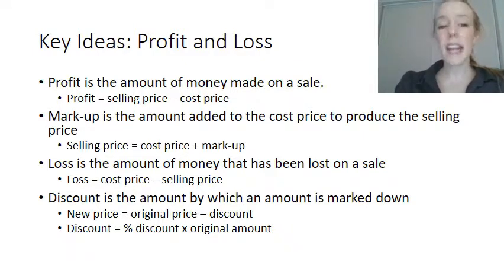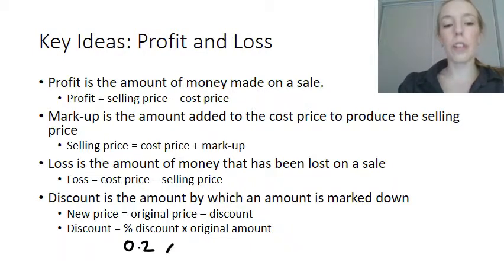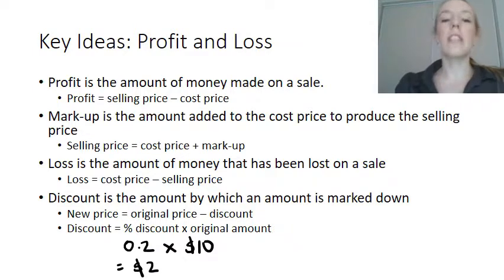To work out the discount, we do the percentage discount times the original amount. As I just said, if it was a 20% discount, you could do 0.2, which is the discount amount, times the original amount, so maybe $10, and that would give you $2. So the discount would be $2. So you could take that $2 off the cost price. I'll do some actual worked examples, but that's some theory there for you.